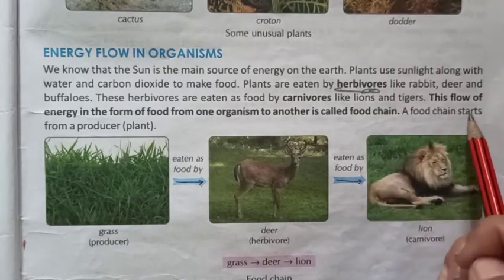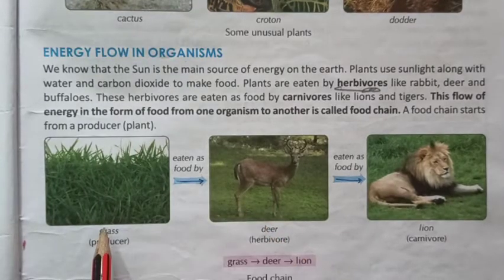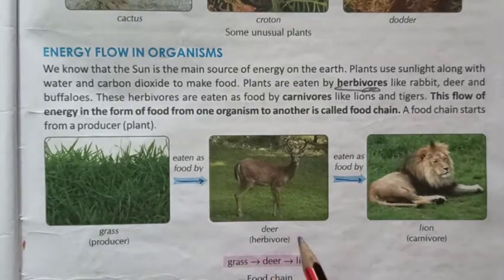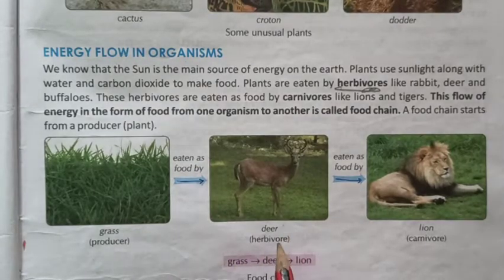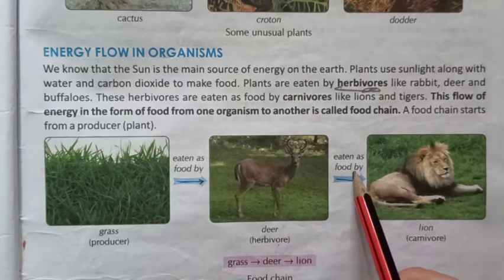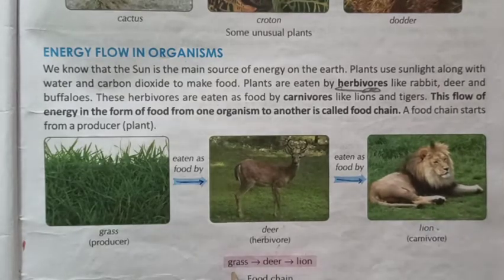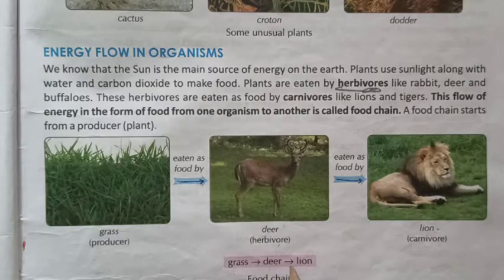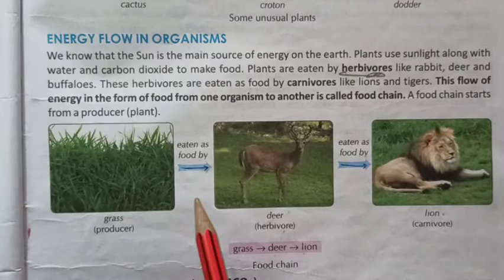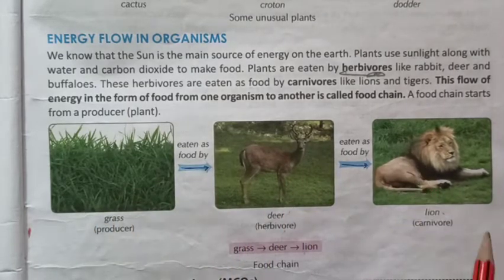A food chain starts from a producer, that is a plant. So here you can see grass, which is the producer, is eaten as food by deer or other herbivores. Then these herbivore animals are eaten as food by carnivores, for example, lion. So grass is eaten by the deer, deer is eaten by the lion, and this is the way energy flows from the plants to the herbivores, from the herbivores to the carnivores.